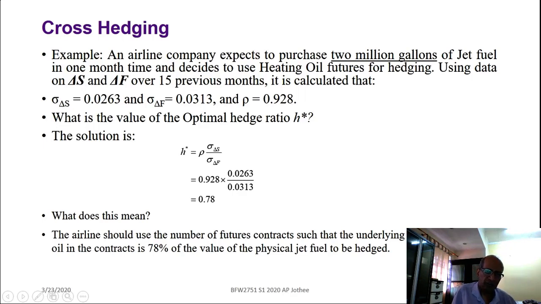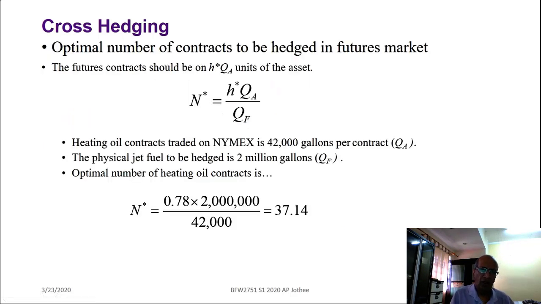The airline should use the number of futures contracts such that the underlying value of the heating oil in the contract is about 78% of the value of the physical jet fuel. So you don't need to buy 100% of the contracts, dollar to dollar value. You just have to buy 78% of the jet fuel value in the futures of the heating oil. That's the meaning here. Now, we already got 0.78. Optimal number of contracts. How many?